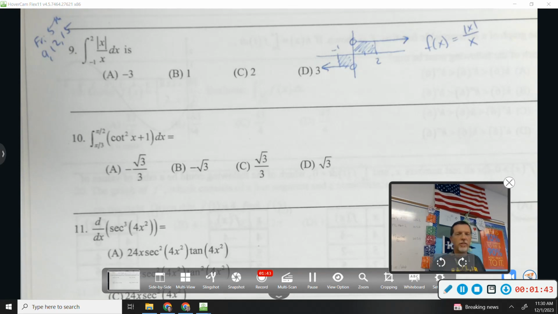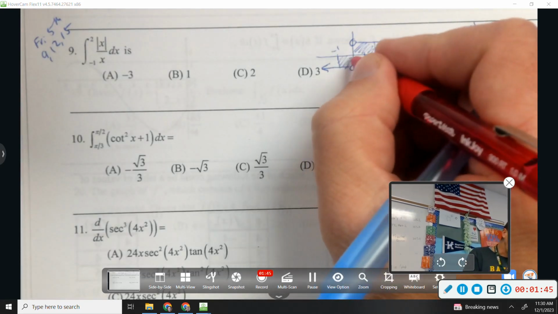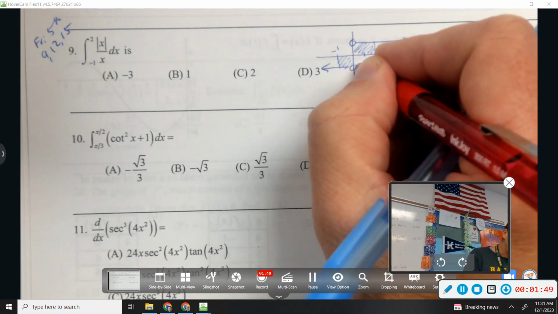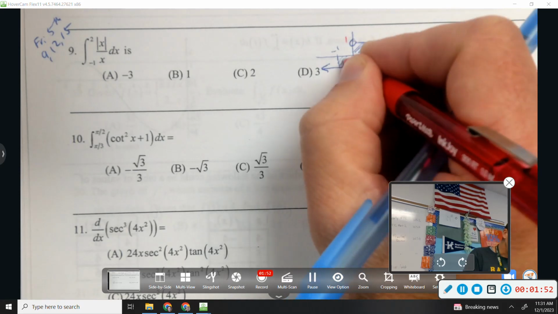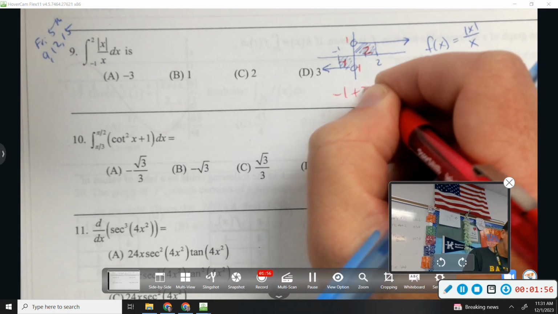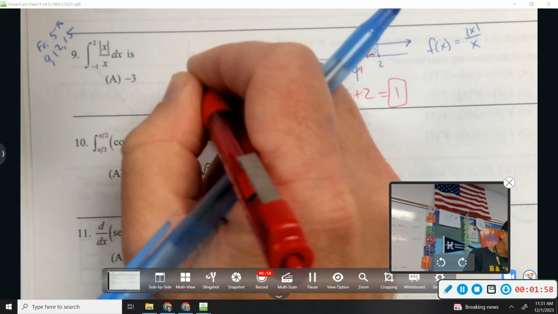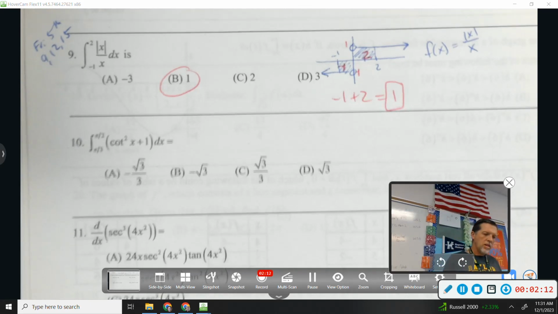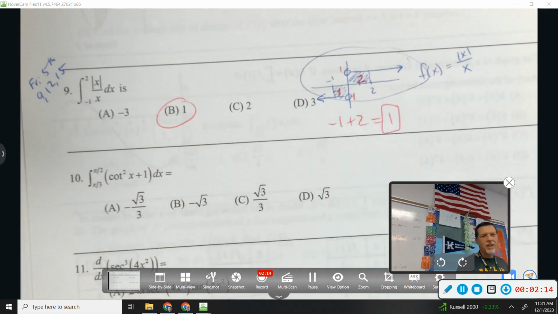Although I need to be careful here. What's this area below the axis? It's 1, but negative. The other one's 2. So I guess I should say, I'd be careful. The area is 3, but the integral is 1 because part of that area is negative. Again, if you know the picture, it's not hard, but you got to know the picture.